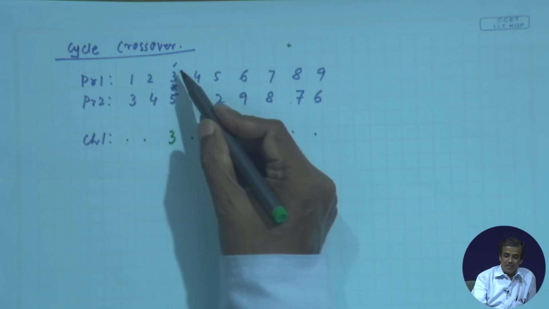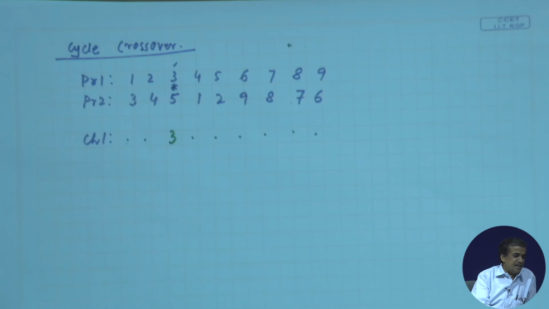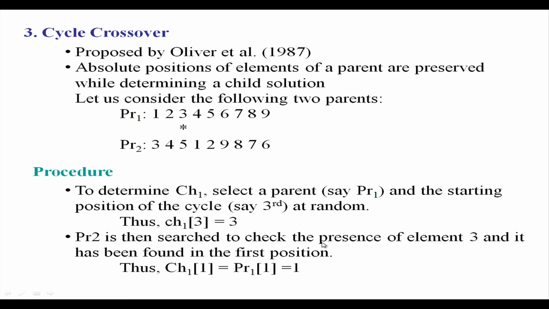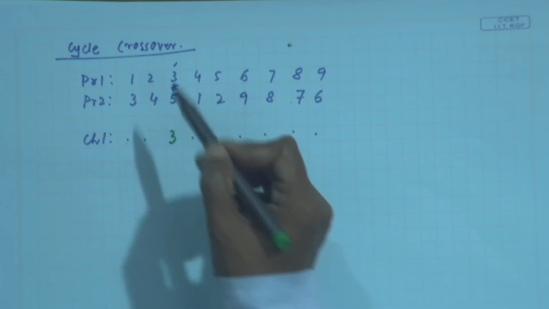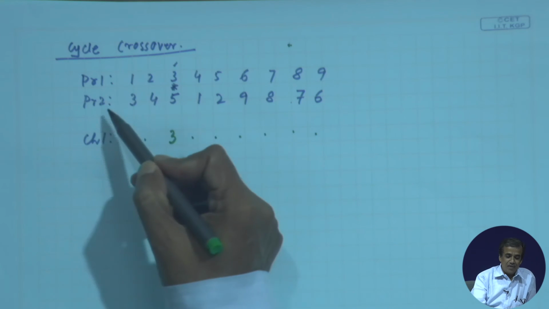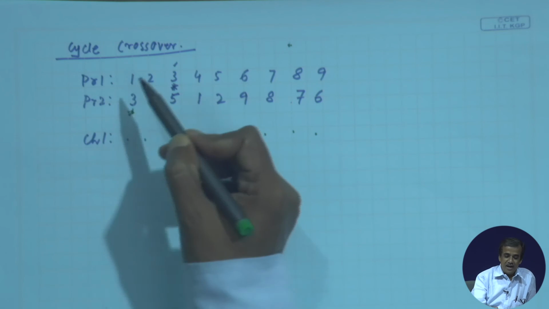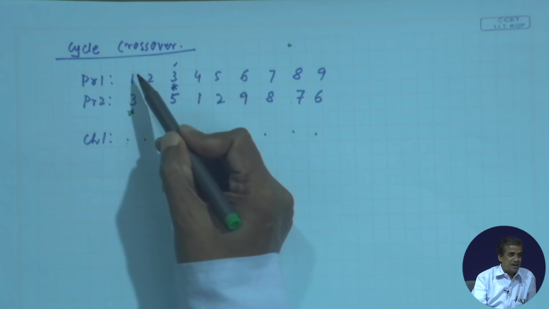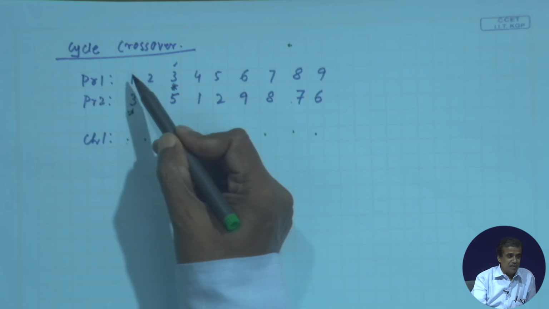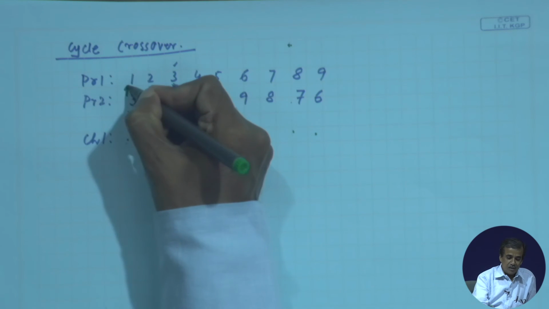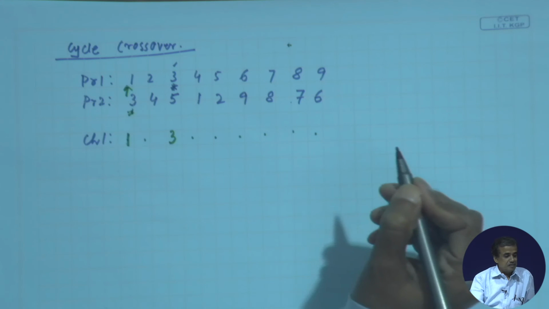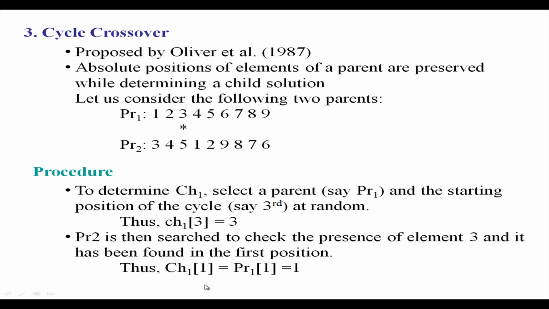Okay. This is taken from parent 1. Now, parent 2 is searched to check the presence of element 3, and it has been found in the first position, so 3 has been selected. Now you check the occurrence of CT3 on parent 2. You book this particular position, that is position 1, and in this position you put CT1. That is why child 1 position 1 is nothing but parent 1 position 1, and that equals 1. Am I clear to all of you?